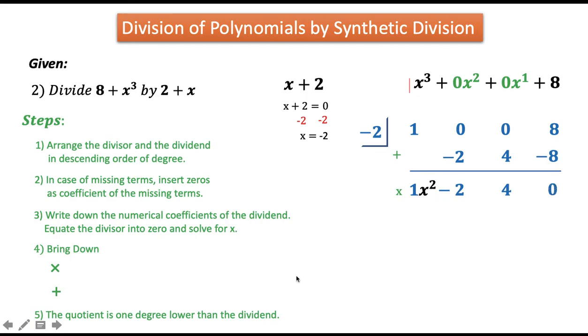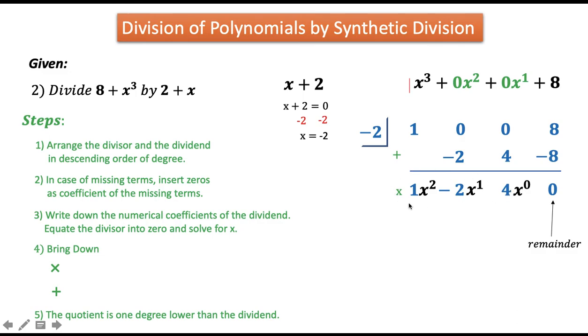So we'll just write the quotient 1 degree lower than our dividend. So 1 degree lower of x cubed is x squared. 1 degree lower of x squared is x raised to 1. 1 degree lower of x raised to 1 is x raised to 0. Then this 0 right here will be our remainder. So it means we have no remainder here.